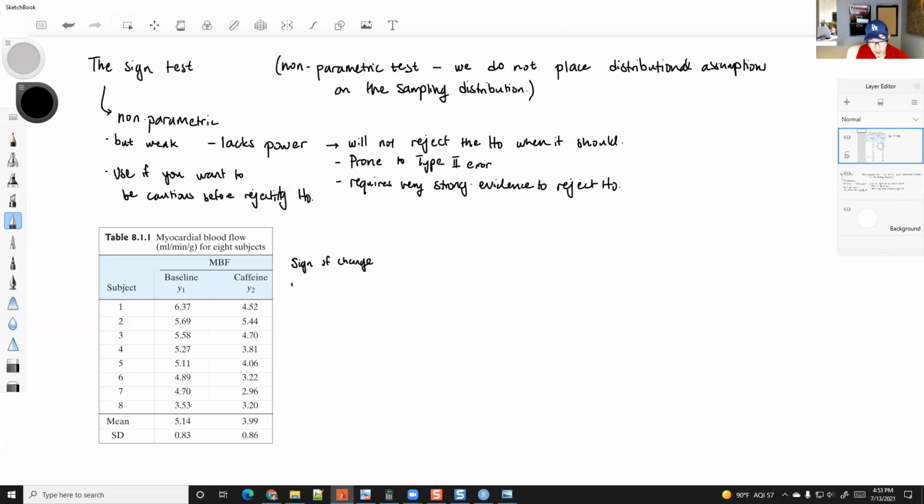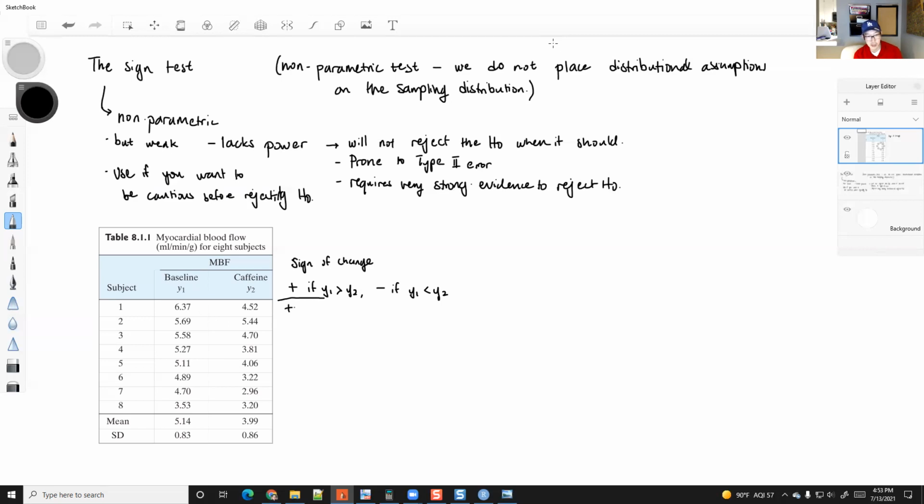Okay, so you're going to be positive if y1 is greater than y2, and negative if y1 is less than y2. So we say, all right, what is the sign? All we do here is say this is a positive change. For baseline, you just have to choose which one is going to be y1 and which one is y2.